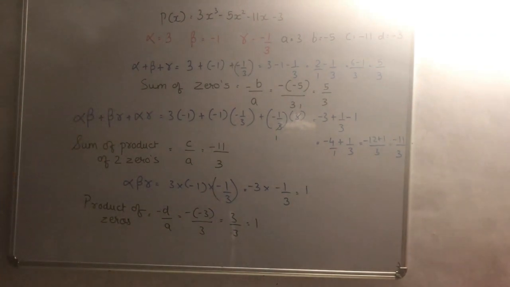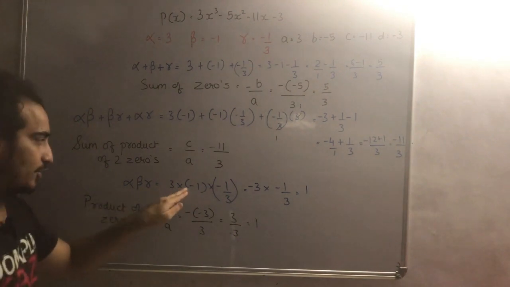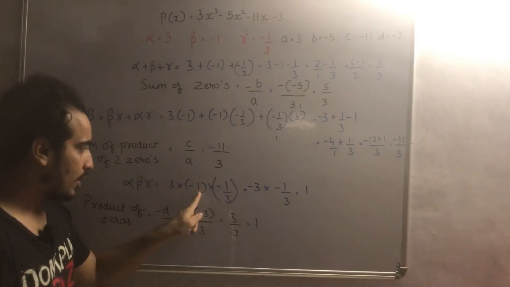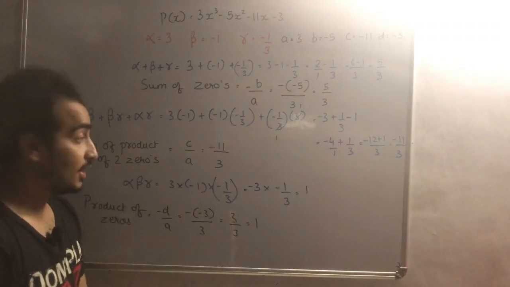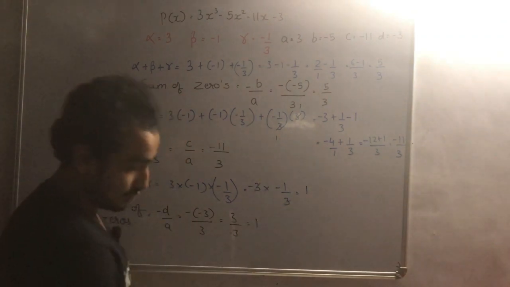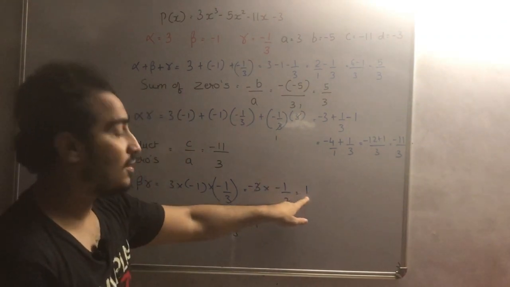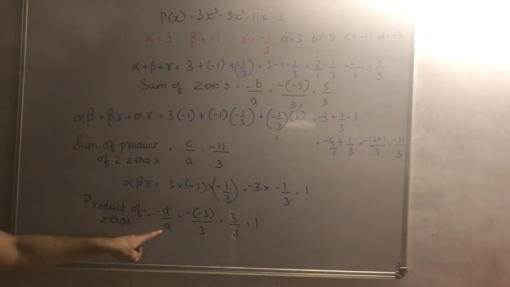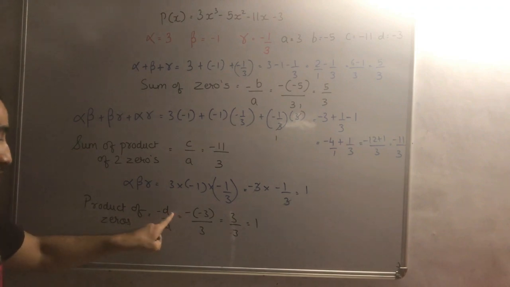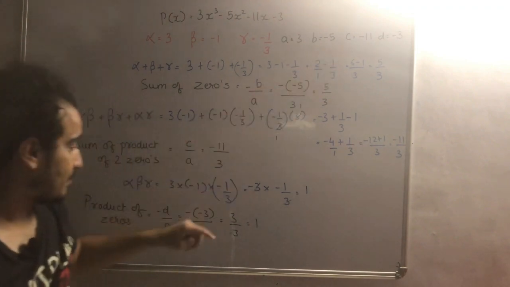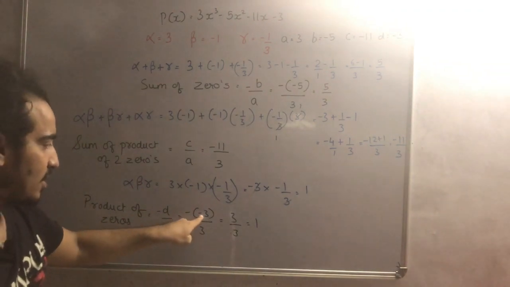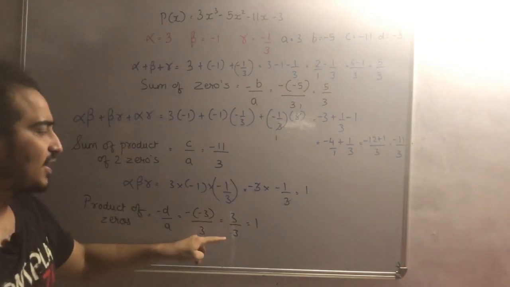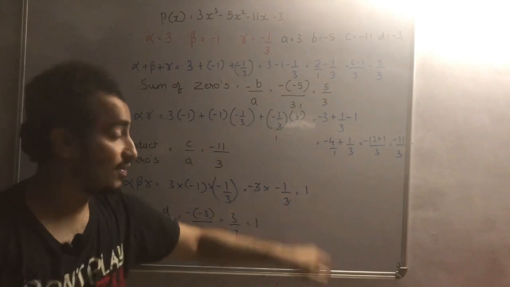Now last, product of zeros means alpha into beta into gamma. 3 into minus 1 into minus 1 by 3 means plus minus minus. 3 into 1, 3 into minus 1 by 3. Here 3 will get cancelled. Okay, so minus 1 into minus 1 is 1, minus minus plus. So now product of zeros for coefficients is minus d by a, minus will be as it is. What is the value of d? Minus 3. So minus into minus 3 means minus minus plus 3, and a means coefficient of x cube, that is 3. 3 will get cancelled and the answer is 1. Both are having the same answers.